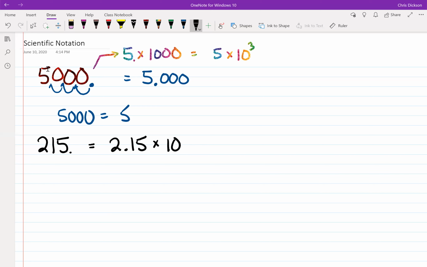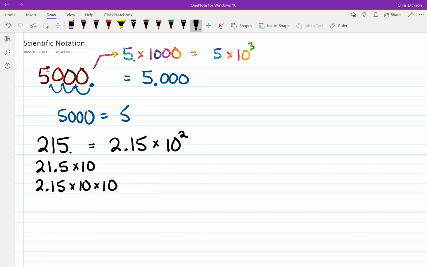Well, I could write this as 21.5 times 10, right? So 21.5 times 10 would be 215. Or if I moved it another one, I could write this as 2.15 times 10 times another 10. So every time I move the decimal, I'm basically multiplying by a 10 if I move it to the left. So really this would be 10 to the power of 2.